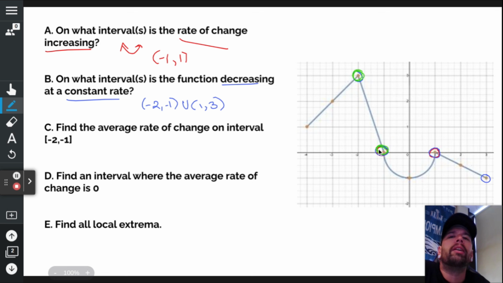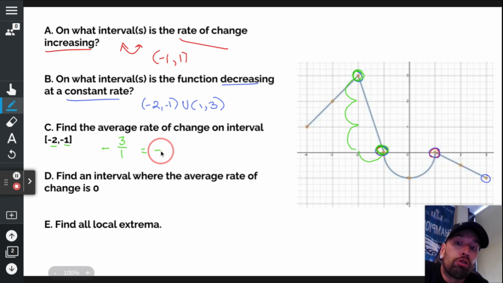Find the average rate of change on the interval -2 to -1. The average rate of change is the straight line distance from the point represented by A on the left and the point represented by B on the right. The straight line distance has me going down 1, 2, 3 over 1. Negative down 3 over 1 is a slope of -3. Rate of change means slope. So the average rate of change, which represents a straight line, is going to be that straight line slope.